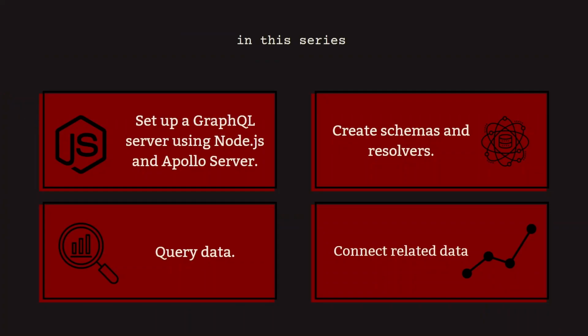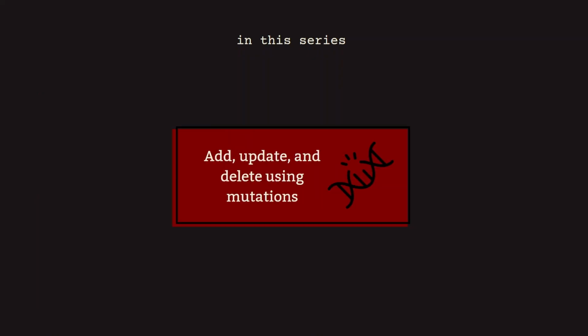Now in this series, we are going to set up a GraphQL server using Node.js and Apollo Server. We'll create our own schema and resolvers. We'll query data. We'll connect related data as well. And in the end, we'll be able to add, update, and delete using mutations.